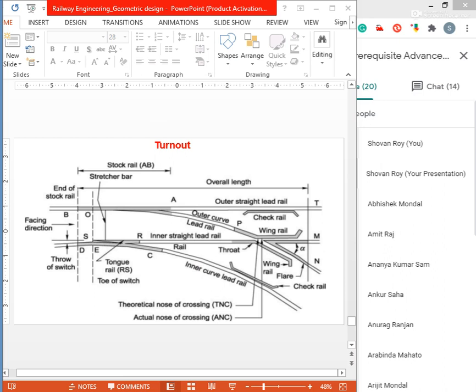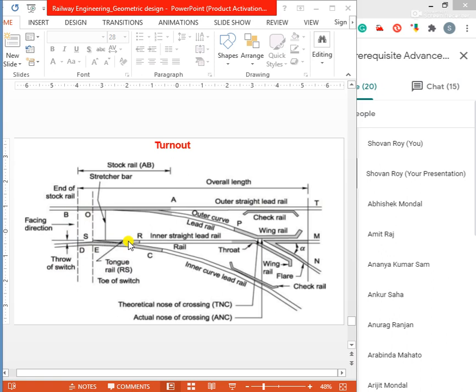Stock rail is important. This portion is the stock rail. A pair of tongue rails. This portion is the tongue rail. This is the tongue rail, and this is the stock rail. Then this thing is important: a pair of stock rails and tongue rails under the set of switches.